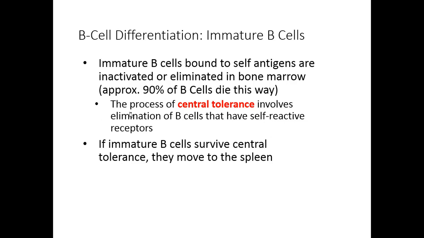But for the time being, let's just remind ourselves that central tolerance is just the process of eliminating B cells that react with self. We don't want to produce antibody against ourselves. We end up with autoimmune disease if we do. So we want to get rid of those B cells that react with self. All of the B cells that survive this process of central tolerance review are going to move out to the spleen.